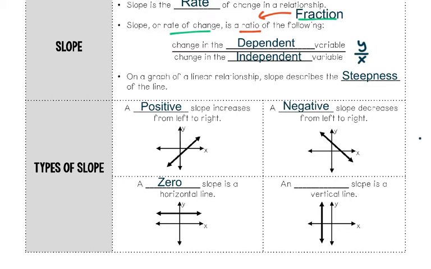And this is the weird one. It's called an undefined slope. An undefined slope is a vertical line. So it looks just like the y-axis. It's not positive because it's not increasing. It's not negative because it's not decreasing. And it's not a horizontal flat line. So the fourth and final type of slope is called undefined because the slope of this line does not make sense.